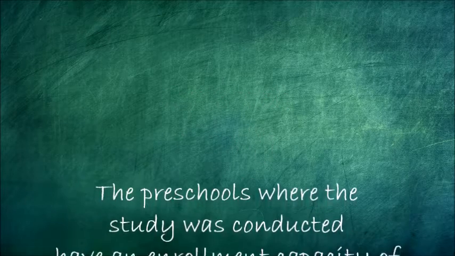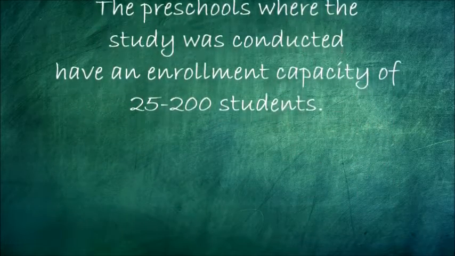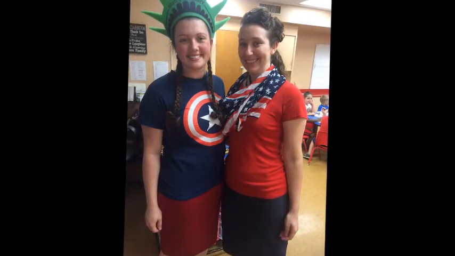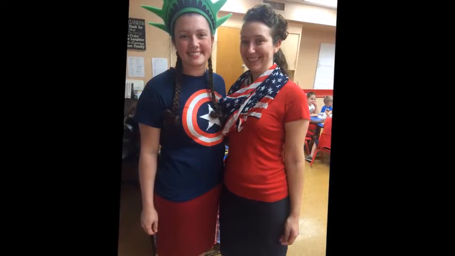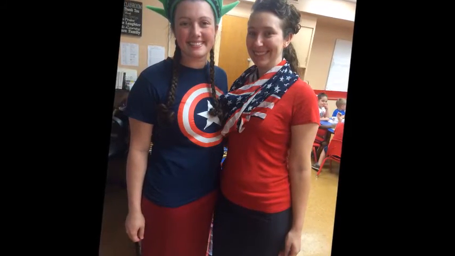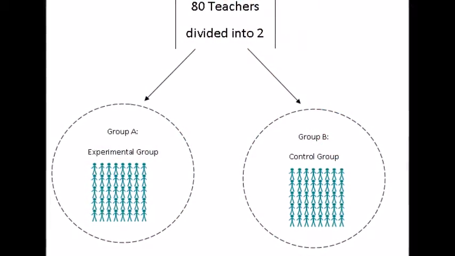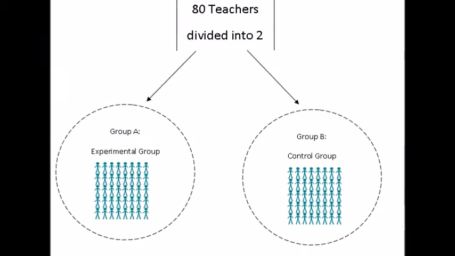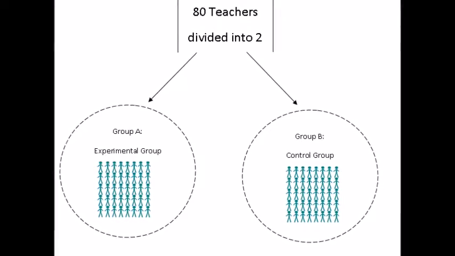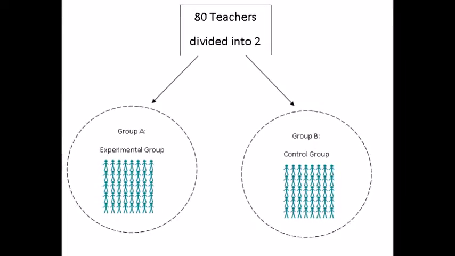The preschools where the study was conducted have an enrollment capacity of 25 to 200 students. All of the teachers employed were recruited to participate in the research study, with the expectation that at least 80 teachers altogether would agree to be involved. All teachers in both groups are asked to complete a survey at the beginning of a 2-week period and then to complete the same survey at the end of the 2 weeks.